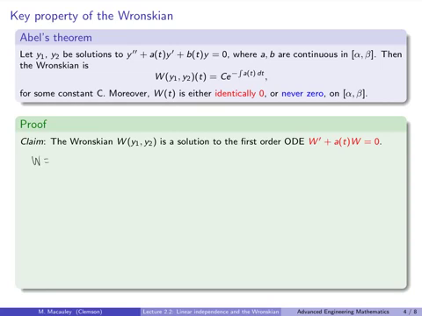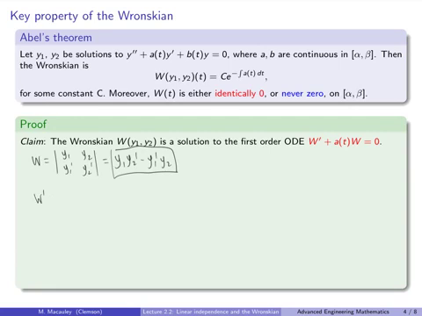Okay, so let's verify this. Let's first write out what the Wronskian is. It's this determinant, y1 and y1 prime down the first column, and y2 and y2 prime down the second column. So we take the cross product of this, I guess this product minus that product, that's what I'm calling cross product. So that's y1 y2 prime minus y1 prime y2. So that is the Wronskian, and we need to show that it satisfies this ODE. So we need to take the derivative.